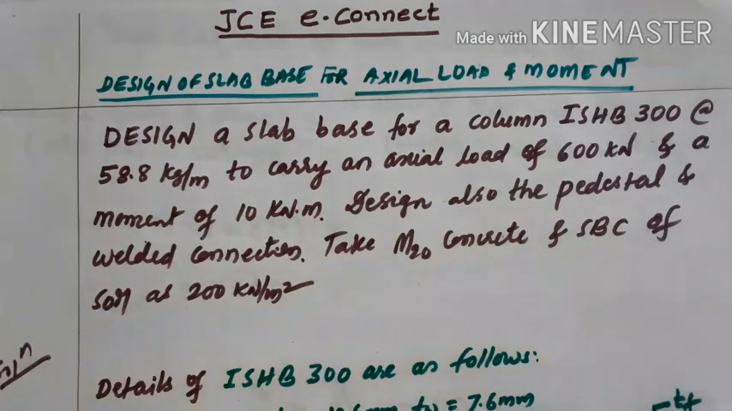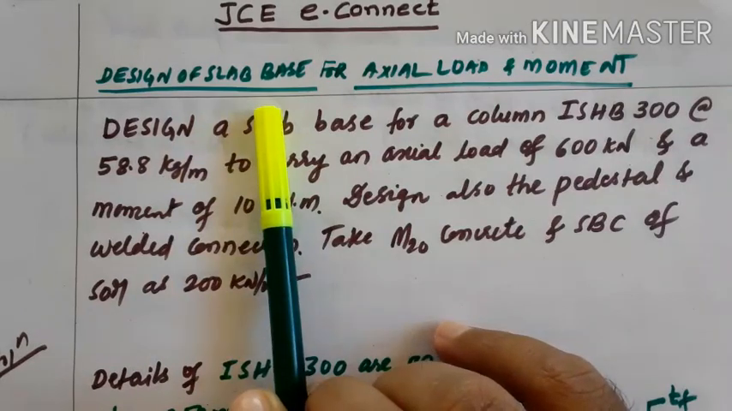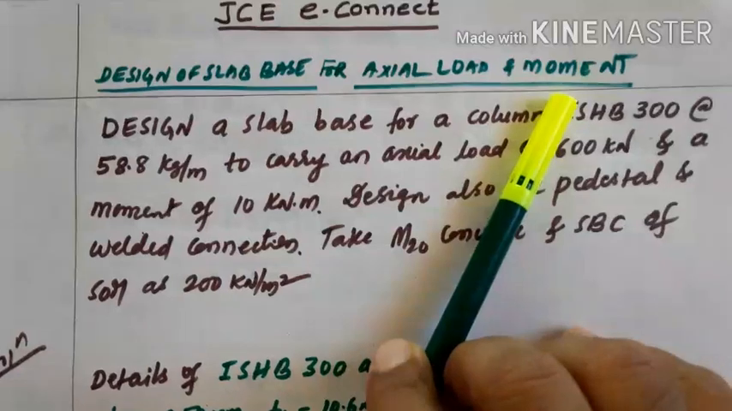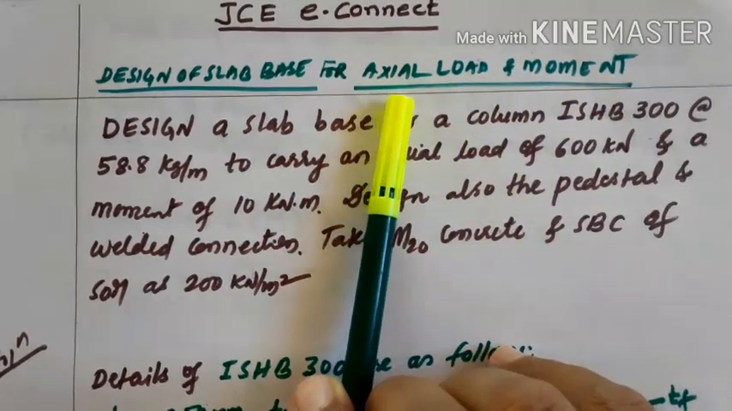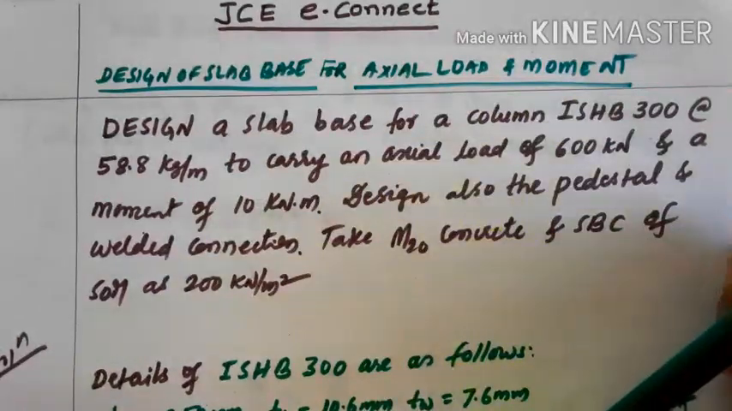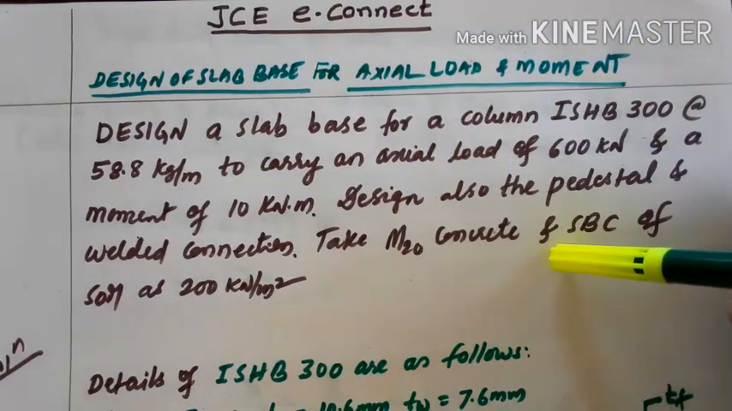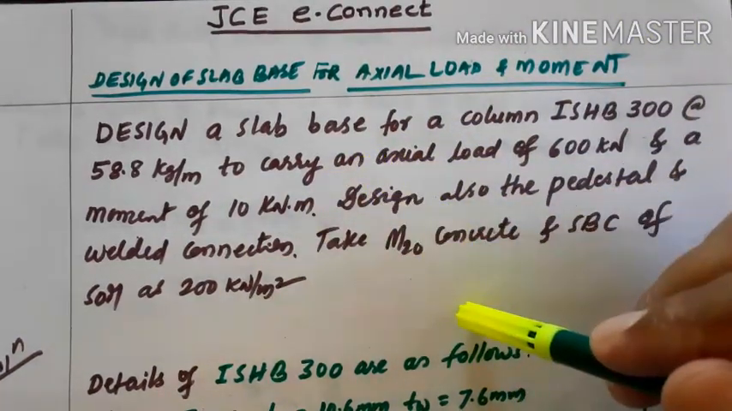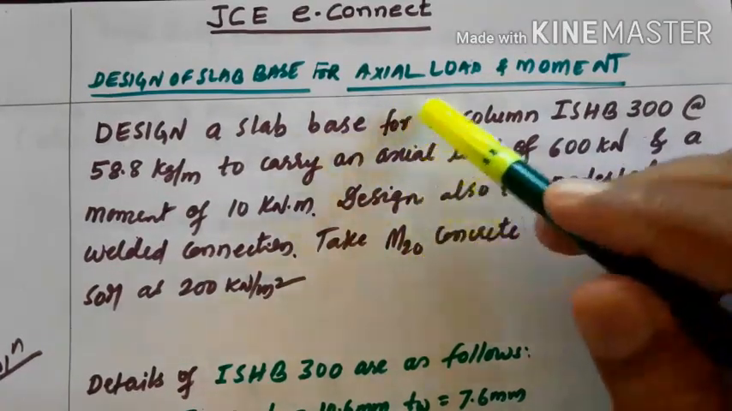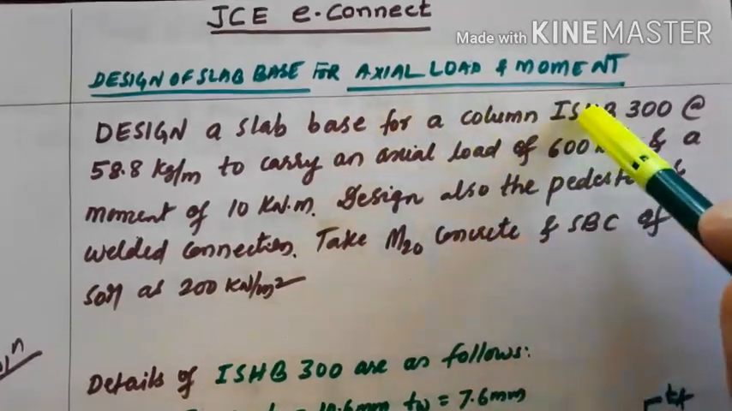In this particular lecture, I'll be taking one design example of design of slab base, and here I'll be considering both axial load as well as a moment. That is, the axial load is accompanied with moment. Then how to design the slab base. In previous lectures, we have seen simple slab base design and also the gusseted base design by taking only the axial load. But in this particular problem, I'll be considering both axial load as well as a moment.